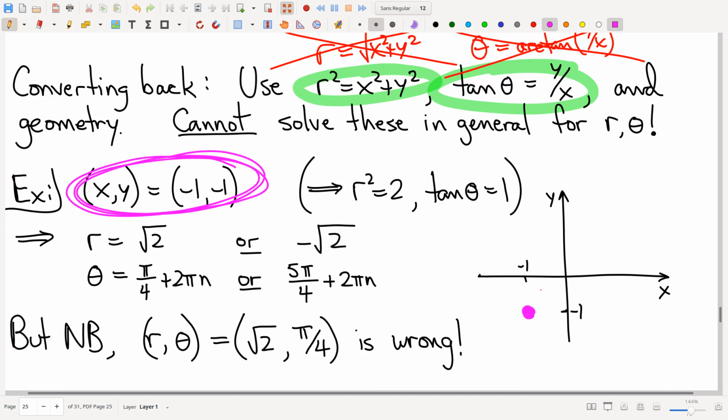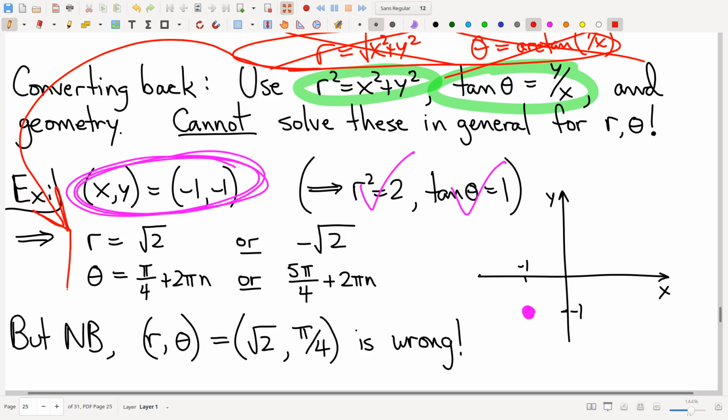Now, you can easily confirm from the green formulas what r squared is, what tan theta is. Nothing to it. Right? And then if you were to trust these red formulas, they would seem to suggest that r and theta would have to be these values. Square root of 2 and pi over 4. Which would put you over here, which is the wrong point.